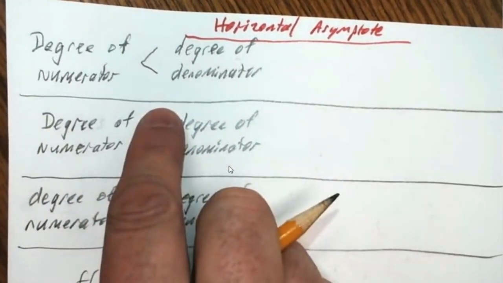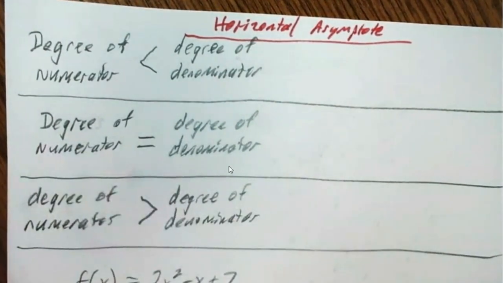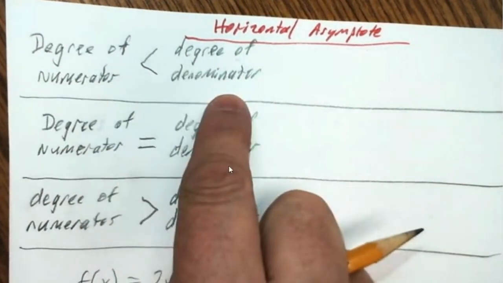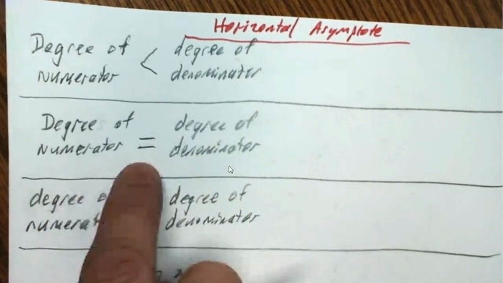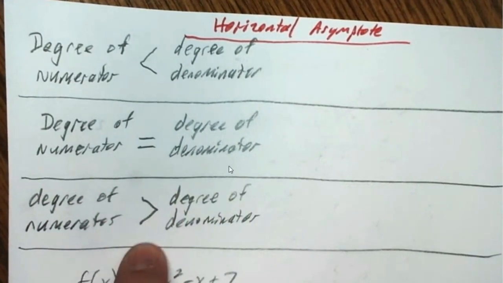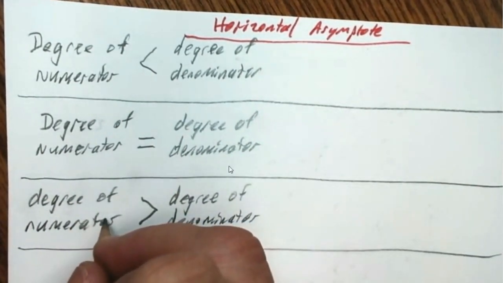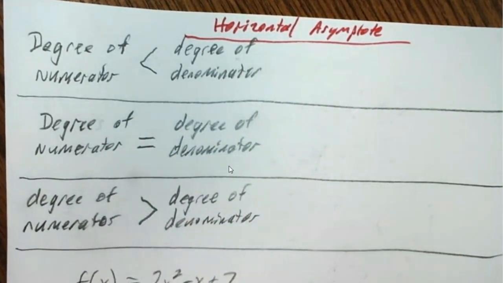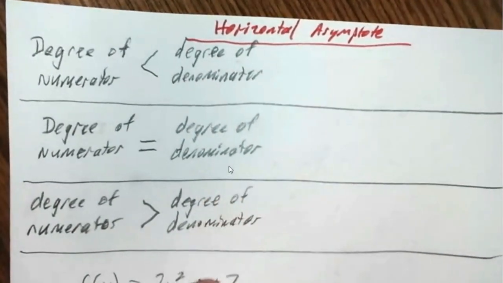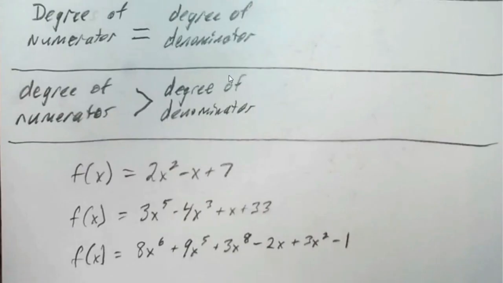So to figure out the degree of the horizontal asymptote, there's 3 different cases. Either the degree of the numerator is less than the degree of the denominator, or the degree of the numerator equals the degree of the denominator, or the degree of the numerator is greater than the degree of the denominator. So to understand even what we're talking about, we have to refresh our memory on what it means to have the degree of a function. So let's refresh our memories on that.